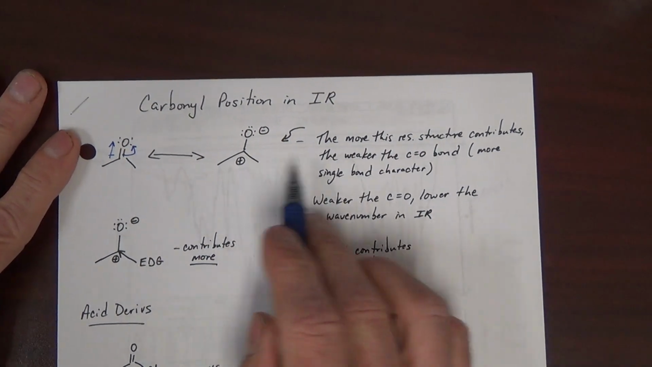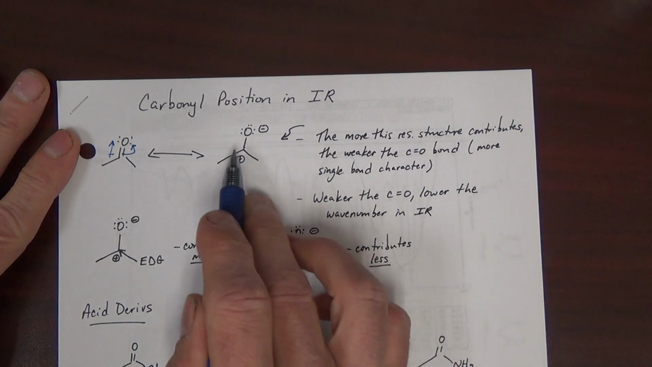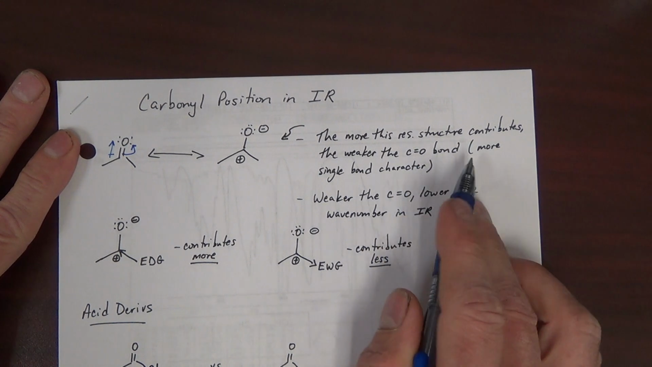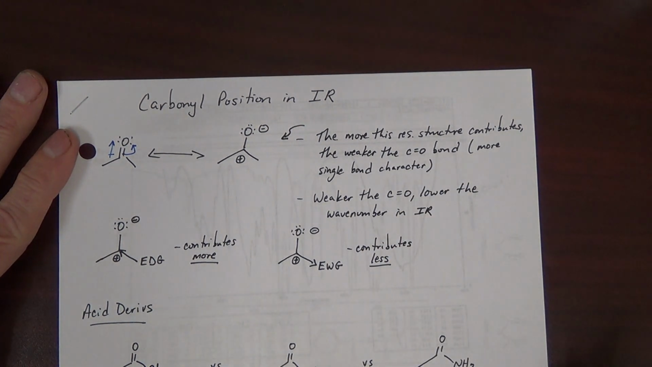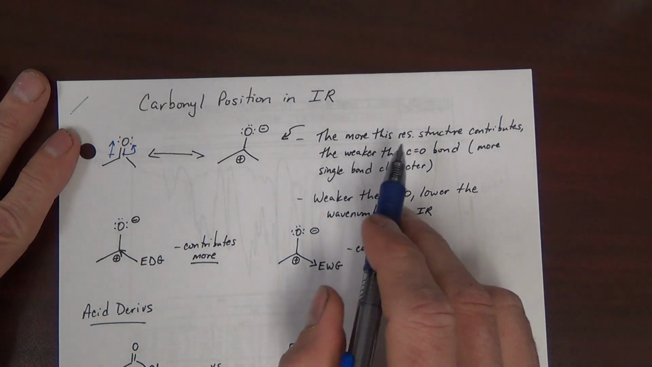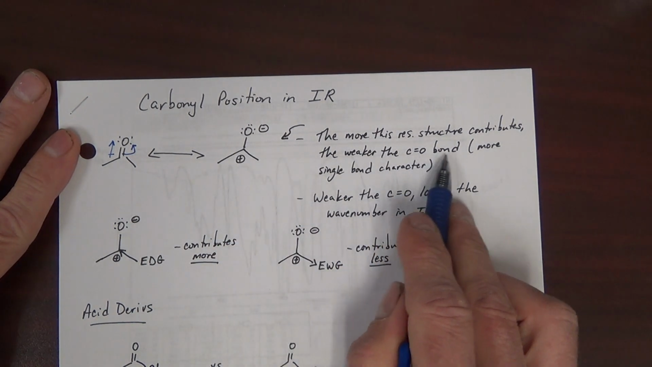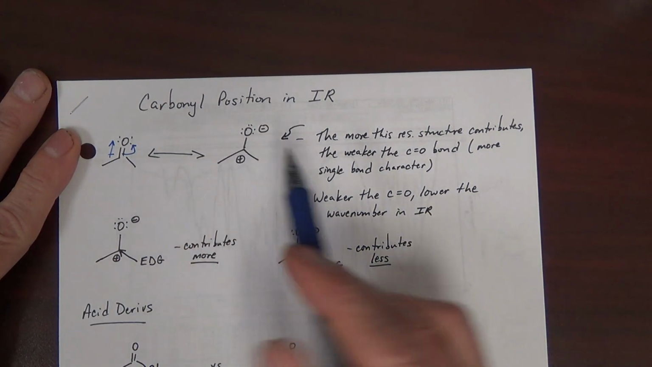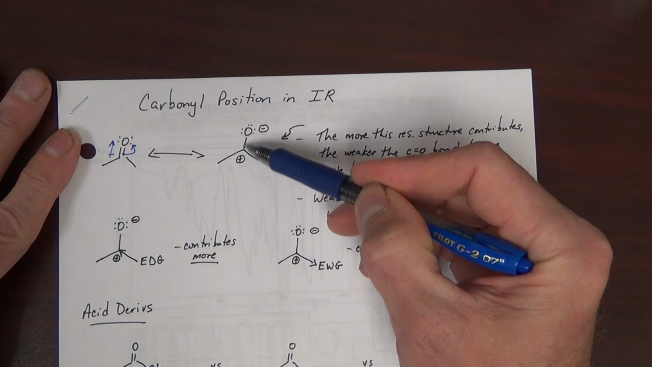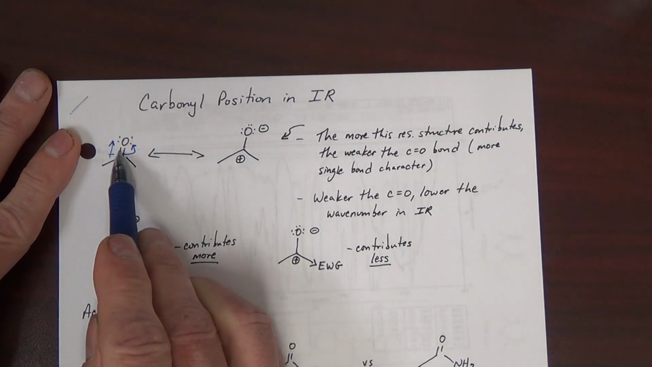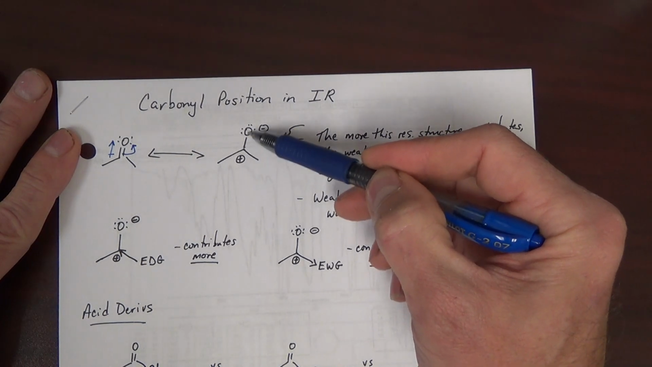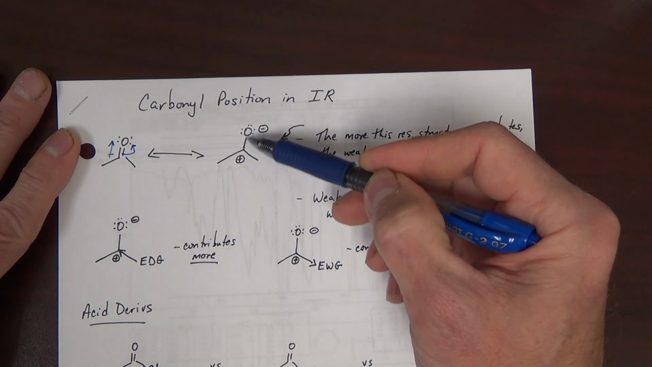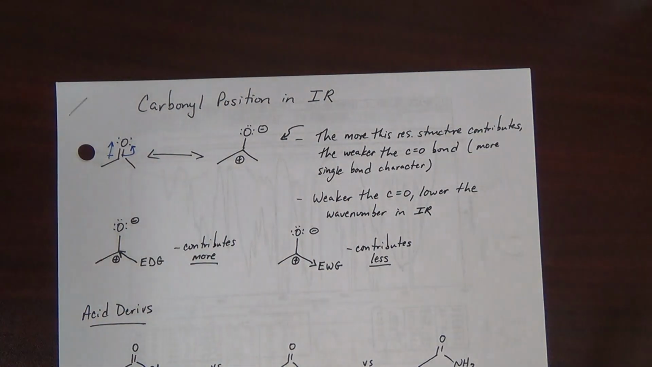And it turns out the more that this resonance structure contributes to the resonance hybrid, the weaker the C double bond O is. The more this contributes, the weaker the carbonyl bond is. That is, look at this. The more this contributes to the hybrid, the more single bond character you have versus double bond character. And the more single bond character you have, the weaker the bonding is going to be between the carbon and oxygen, because a single bond is weaker than a double bond.